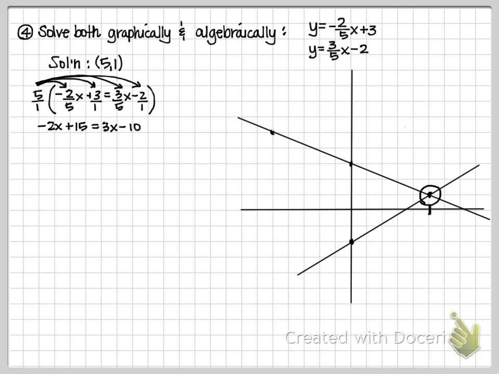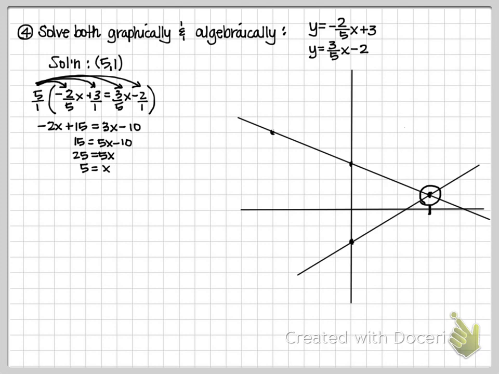I feel a little bit better about this now, so I would probably add the 2x to the other side. So it gives me 5x minus 10. Add the 10 to the other side, gives me a 25. And then if I divide, I do get x equals 5. Thank goodness, because that is the x value that I found earlier.